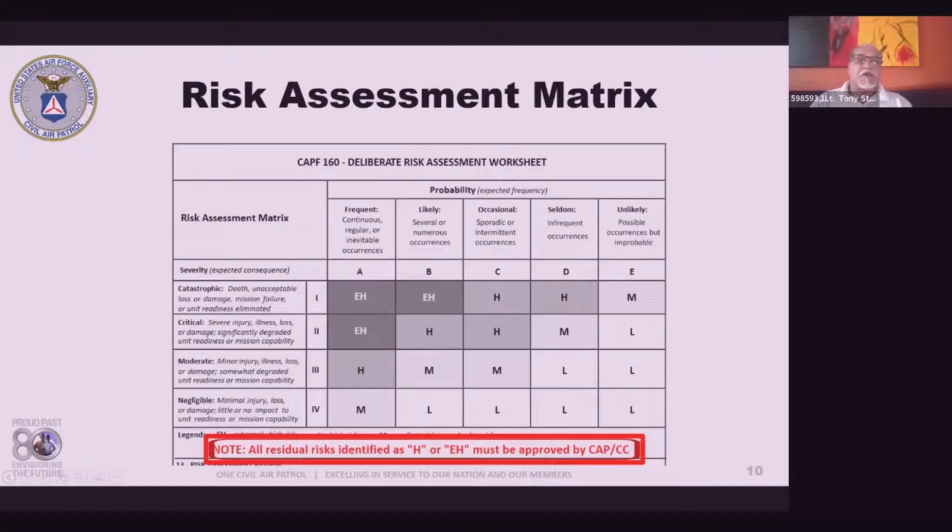Let's go back. Moderate. What's our frequency for a lost link? I'd say seldom. Yeah, probably. I would agree. I have actually had one lost link in the entire time I've been flying. So we've got seldom. And what would be the result of a lost link?